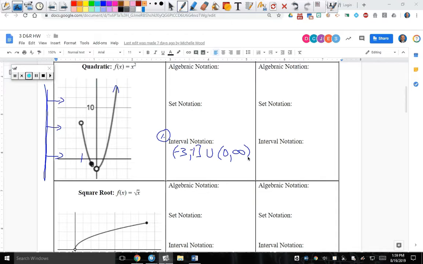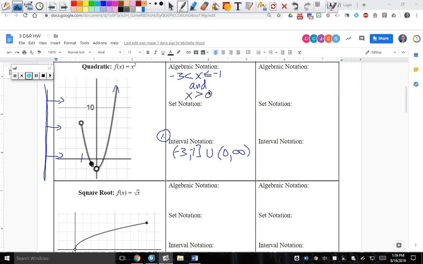Okay? Let's jump over to the algebraic notation now. Joseph, what would I do to write what I just did in algebraic notation? So you would do -3 is less than x, which is less than or equal to -1. Perfect. Keep going, Joseph. What's the other one? And x is greater than 0. Perfect.